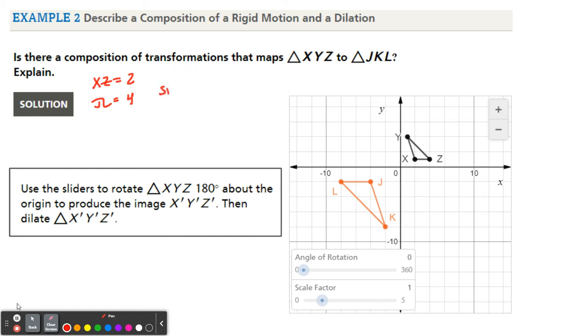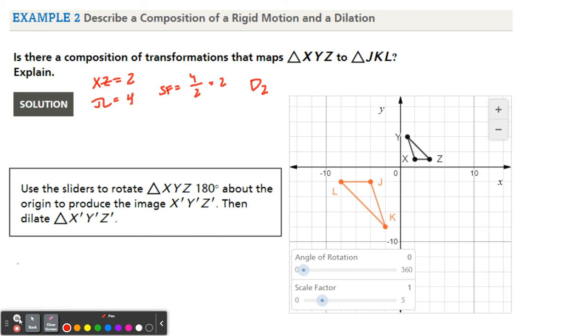To find the scale factor, you can do 4 divided by 2, right? The new length divided by the old length. But again, how do you get 2 to become 4? You multiply it by 2. So there's your scale factor, right? So we're going to do a dilation about the origin with a scale factor of 2. All right, so here comes our new triangle, so I'll do it right down here.